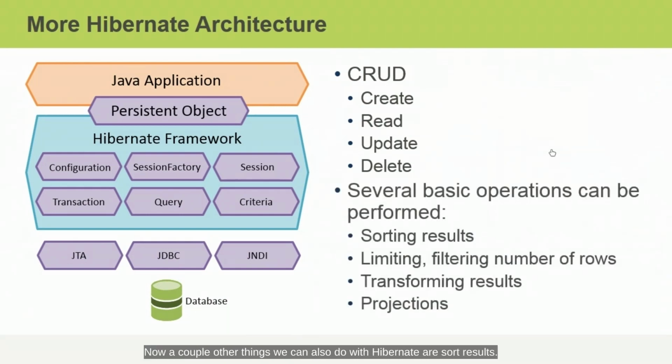Now, a couple other things we can also do with Hibernate are sort results, limit or filter results, transform results, and ultimately use projections, which can be used to query only a subset of the attributes of an entity or group of entities that you're querying with the criteria object.